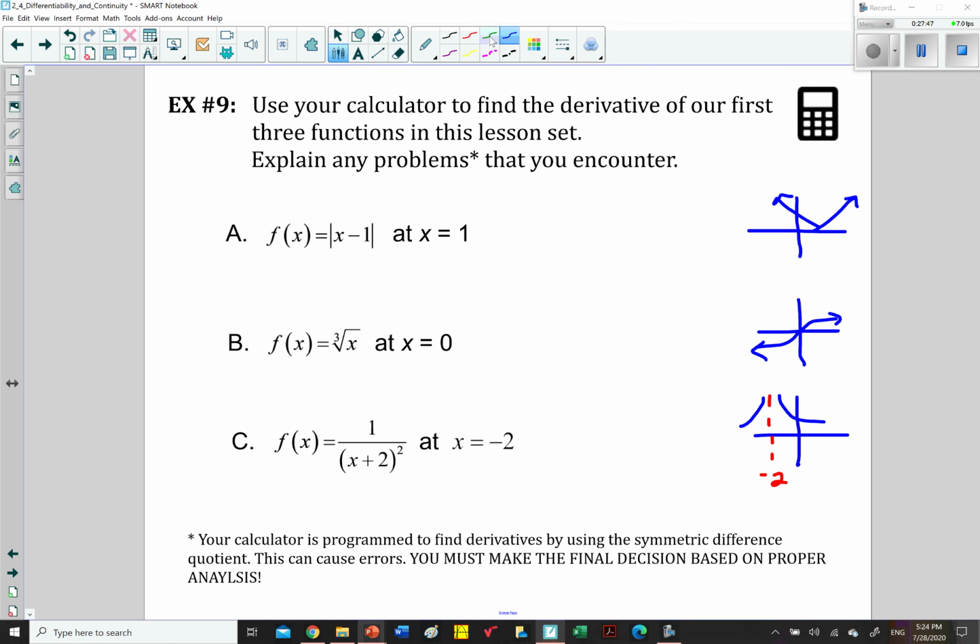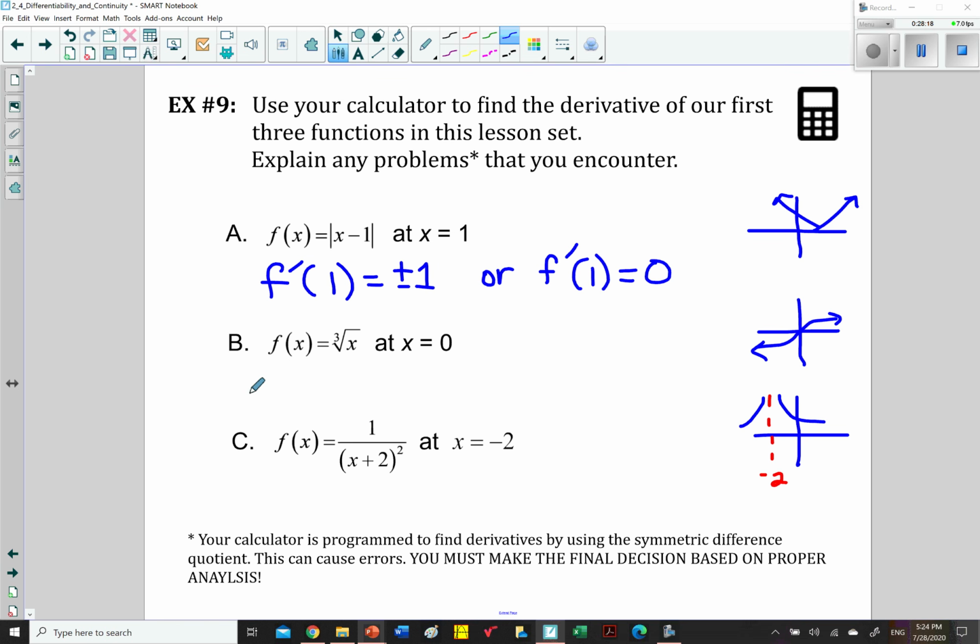Okay, so I'll do the Inspire first and the TI-84 next. On my Inspire, the f prime at 1 shows me plus and minus 1. But on the TI-84, the f prime of 1 shows me 0. So we got a problem. It's not differentiable. We know it's not differentiable. You can't trust the calculator.